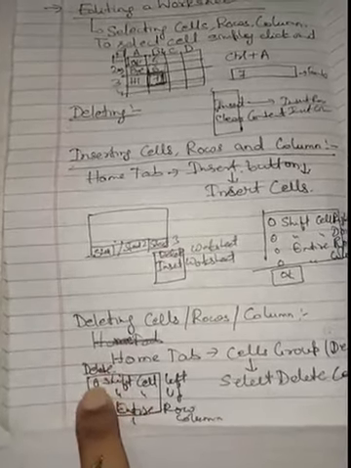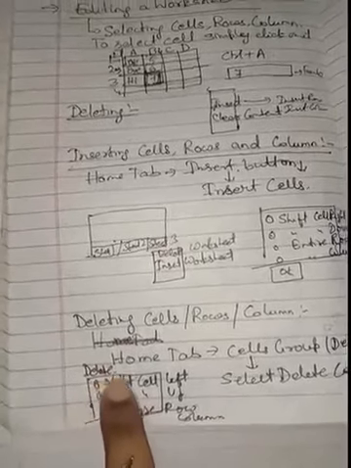Since we want to delete the cell, we can choose either of these first two options over here and then click on the OK button. The cell will get deleted. In a similar way we can also delete a row and column. So in order to delete rows and columns, what are the steps that we should perform? We should perform the following steps.